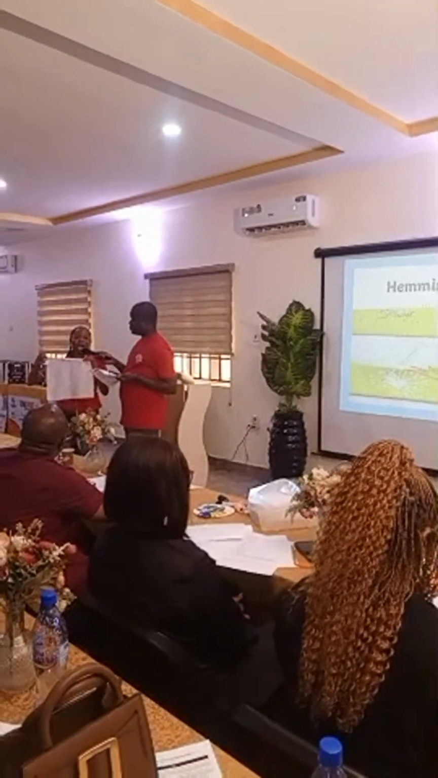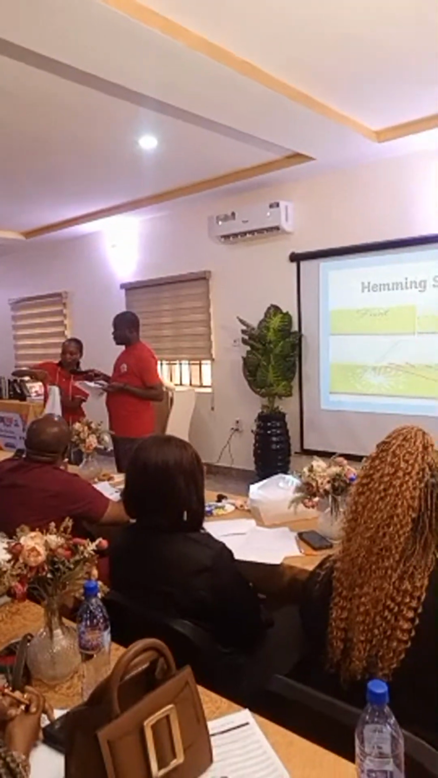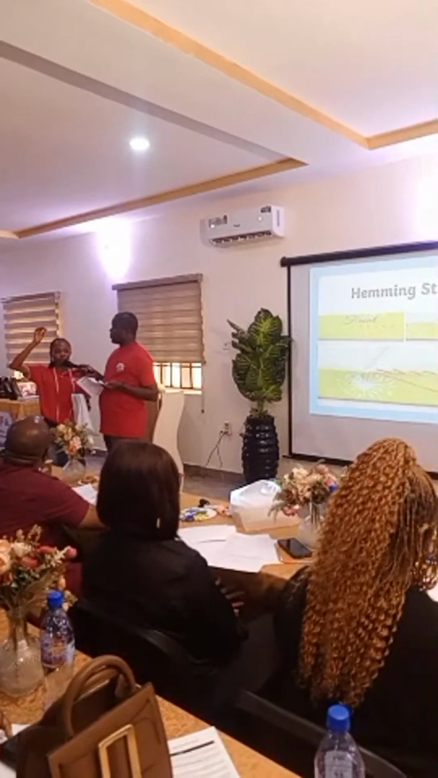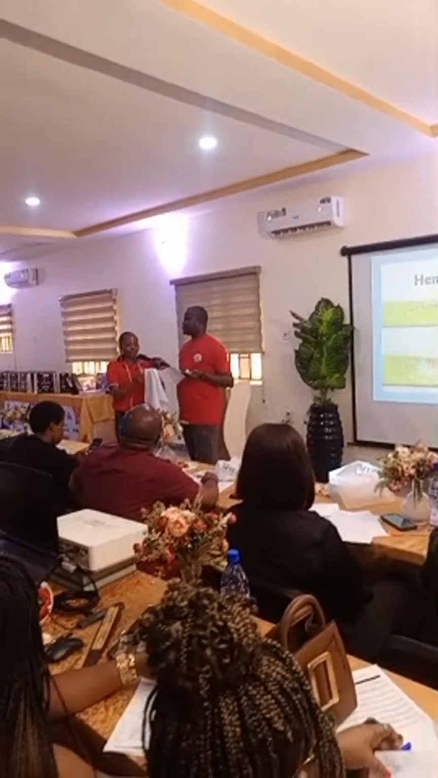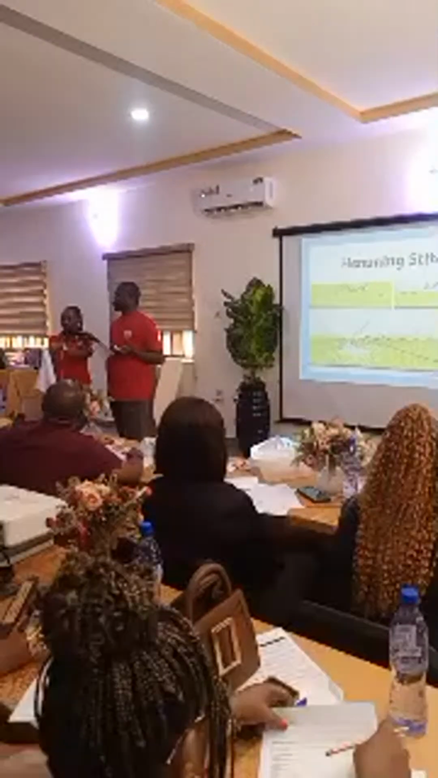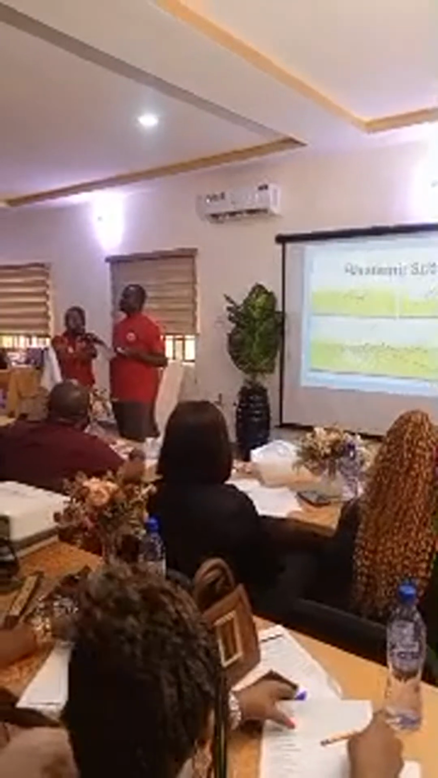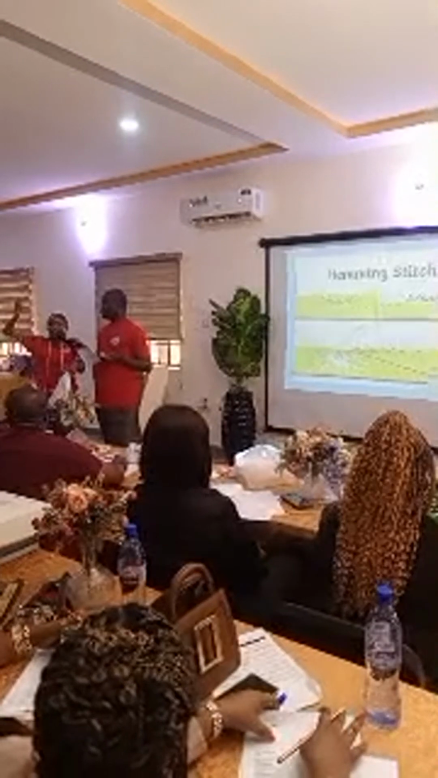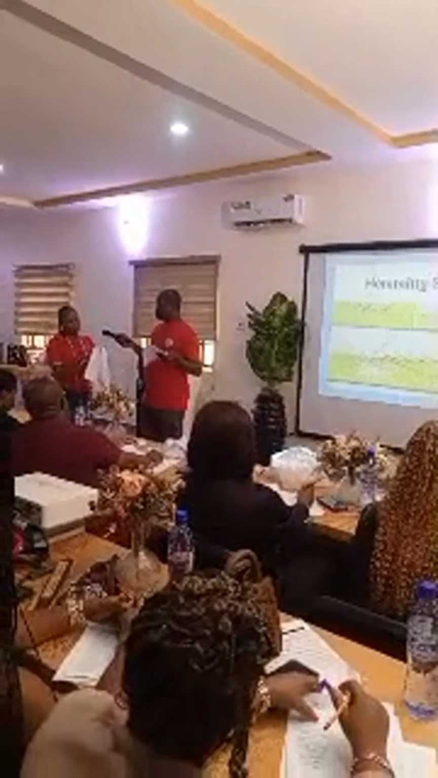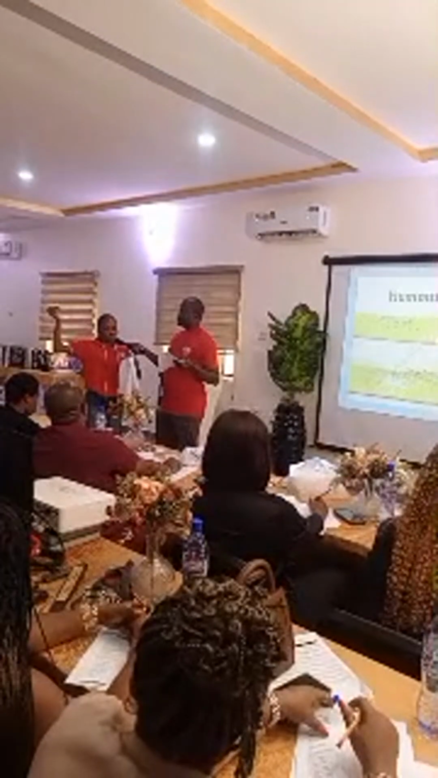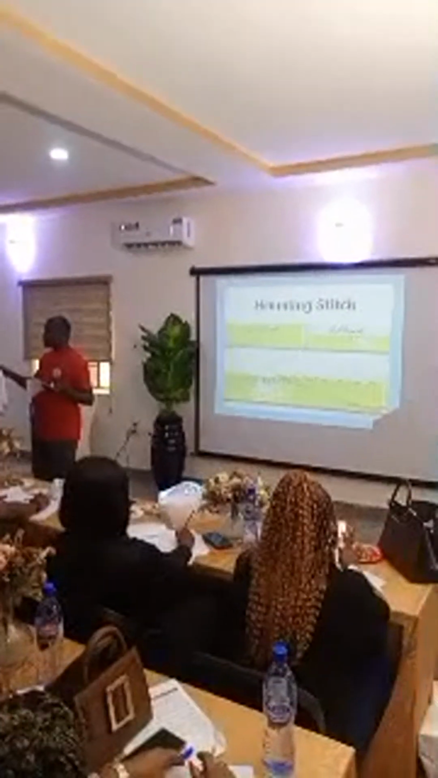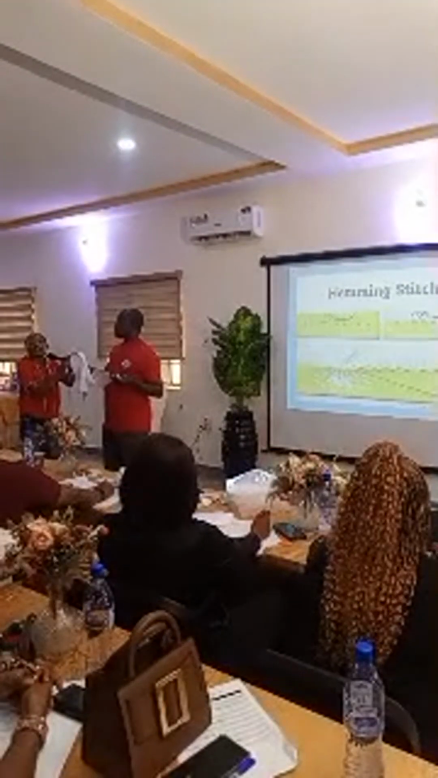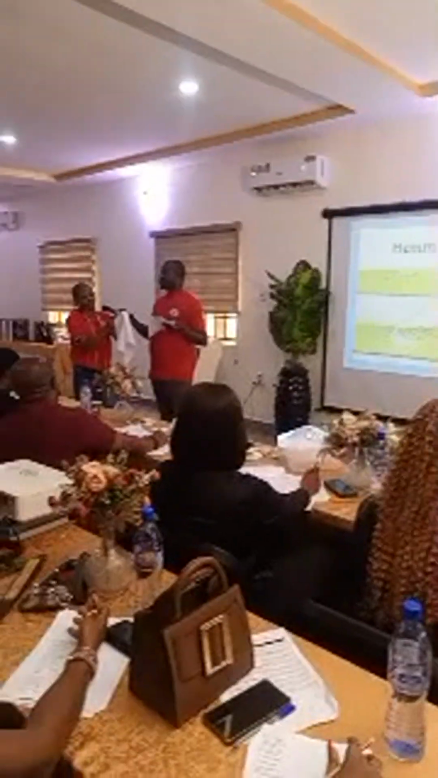So we're going to make hemming stitch now. This part is red. Now put this side. Bring it out. Can you see it now? So you continue. Remember, this is the remaining. You have to pick from here.